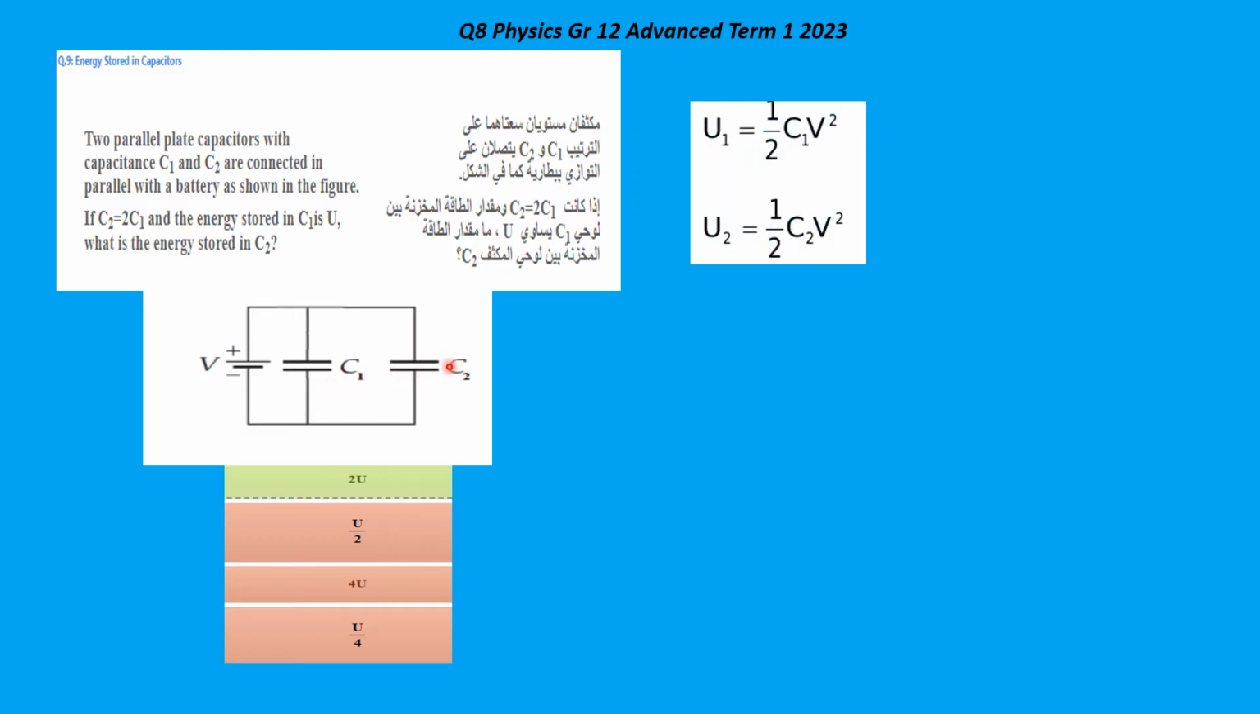So here we need to remember the equation that connects U, the energy, with the capacitance C. C2 is double C1, so we replace it in the main equation: U2 equals half, instead of C2 we put double C1, multiplied by V squared. We cancel numerator and denominator, so U2 equals C1 V squared. If you compare it to U1, U2 is double the one in U1. So the answer is 2U.